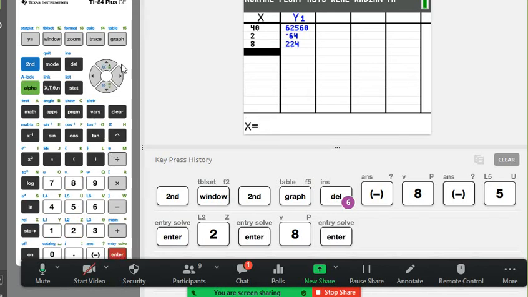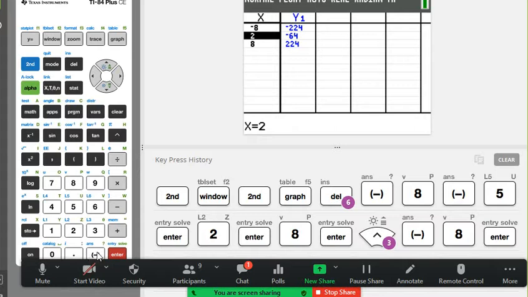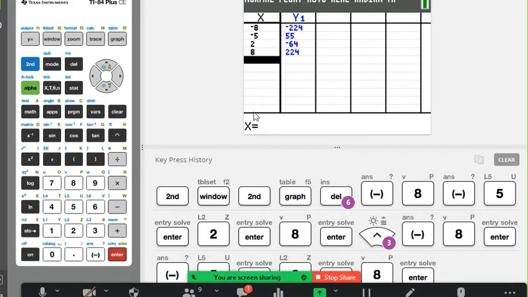Let's see, I must have messed up someplace here. Let me try it again. So negative 8, negative 5. I think I must have multiplied them somehow. And then 2, and then 8. Okay, so let's see here.